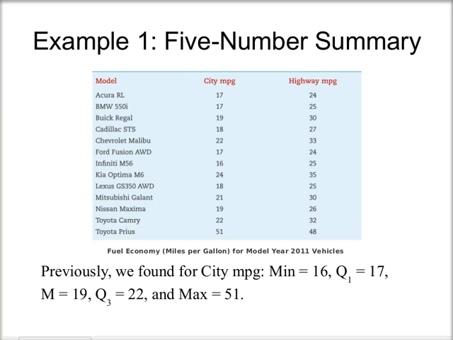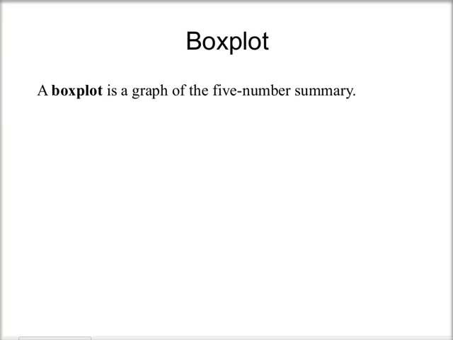So I'm going back to my chart with the 2011 model year vehicles with their city and highway miles per gallon. And previously we found the city miles per gallon. We found all of these values. The minimum is 16. The first quartile Q1 is 17. The median is 19. The third quartile Q3 is 22, and the maximum is 51. So to get our 5-number summary, we just write all of those in order, and that will look like this. So that's pretty easy. Once you have found all of those numbers, it's just a matter of writing them down.